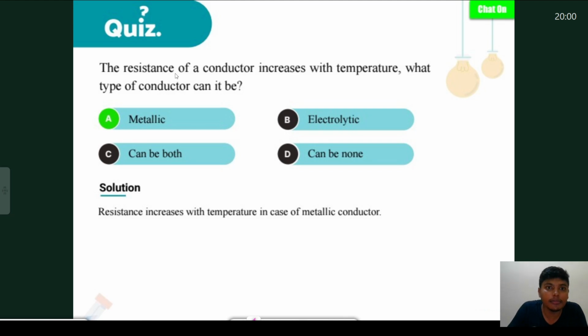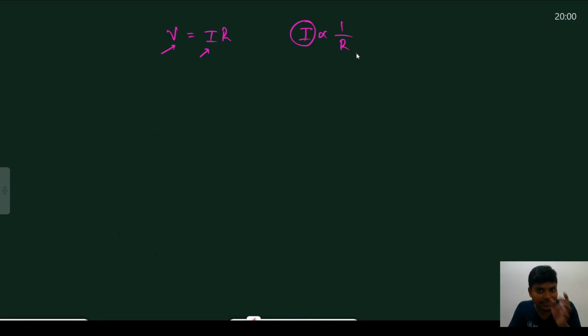Resistance increase. Remember resistance and conductance. I'm telling this also: you know Ohm's law? V is equal to IR, right? Where I is current and V is voltage. So I is inversely proportional to R. I means current. So if resistance increases, current decreases.